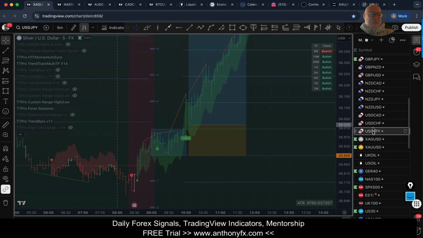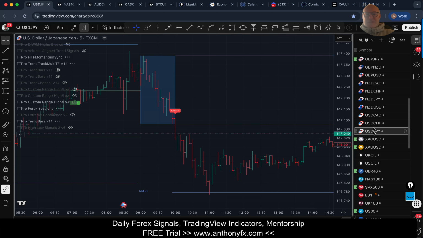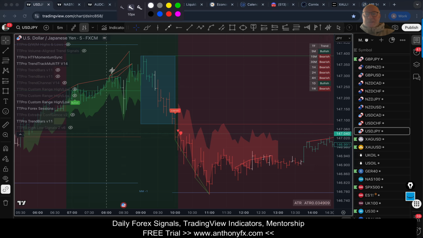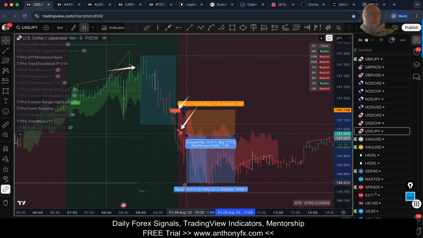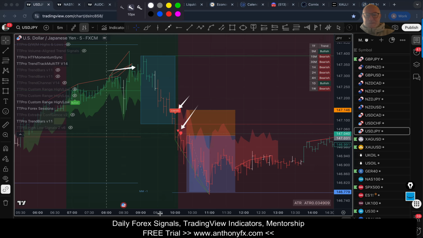Okay, dollar yen, let's have a look at that. New York session, 5-minute chart. This is why we have the box. Avoid getting taken out by the stop run. The first signal kicks in here. So far, we've had a pretty good outcome. Stop loss there, go for 2R.